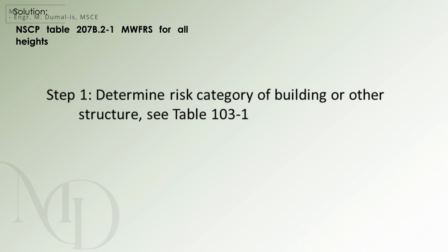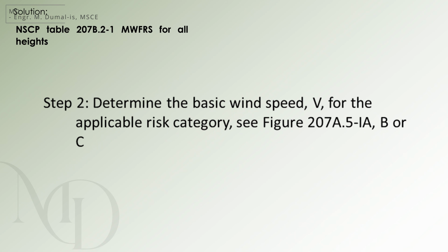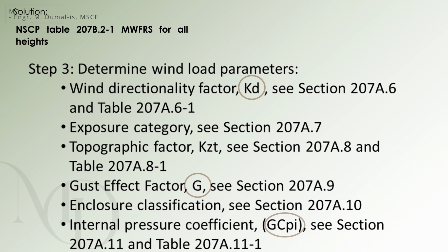When we look at Table 103-1, the code gives us 5 possible occupancy categories. The choice depends on how critical the building is and what purpose it serves. We use the occupancy category together with the exposure category when referring to the wind speed map shown in Figure 207A.5-1. In this lecture, we will also cover other important parameters, including the wind directionality factor, the gust effect factor, the enclosure classification, and the internal pressure coefficient.